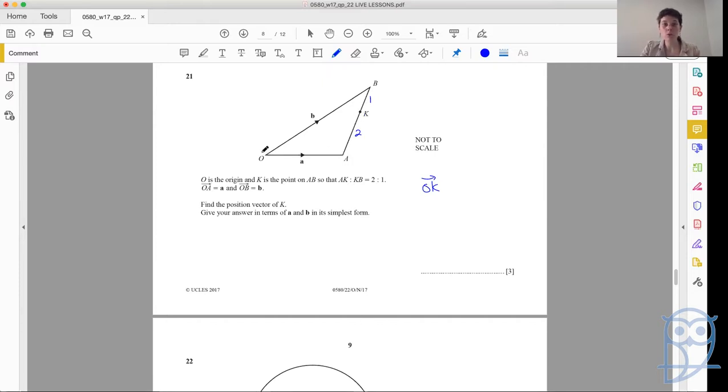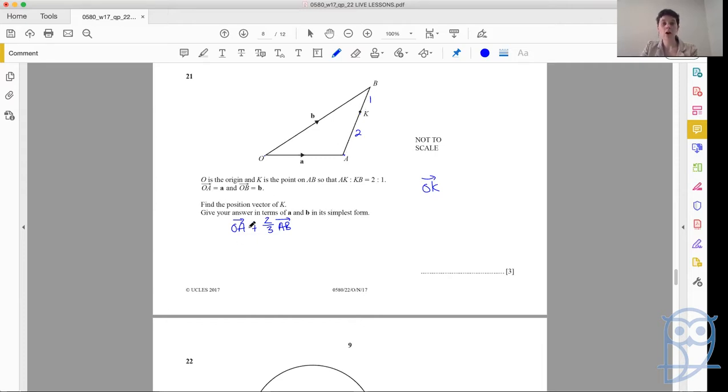Well, we could walk from O to A. That's great. OA. Once we get to A, we've got to walk towards B. How much have we got to walk towards B? We've got to walk 2 out of 3, so plus 2/3 AB. Actually, this isn't our walking instructions, sorry, this is our vector instructions. So we're going to walk from O to A, then we're going to walk from A to B, but we're going to stop 2/3 along it.